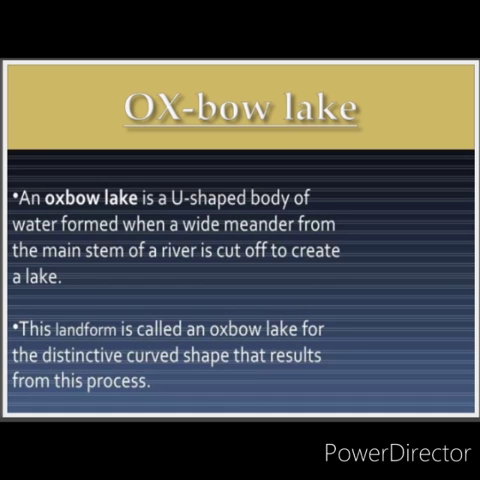Oxbow lake. An oxbow lake is a U-shaped body of water formed when a wide meander from the main stem of a river is cut off to create a lake. This landform is called an oxbow lake for the distinctive curved shape that results from this process.